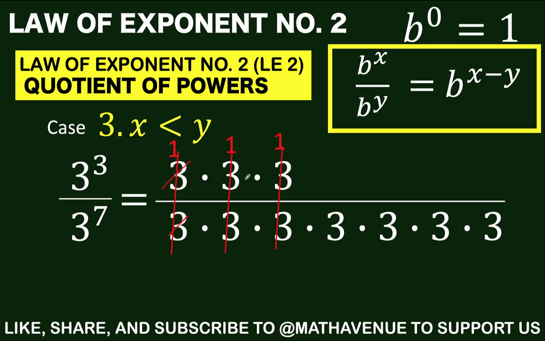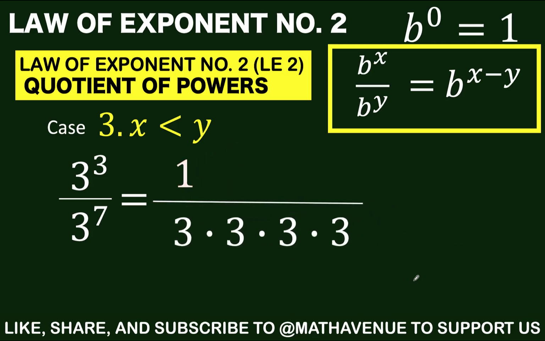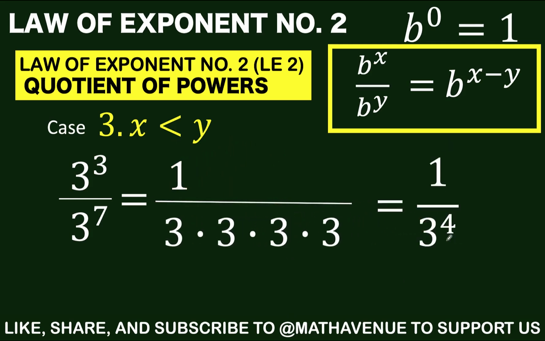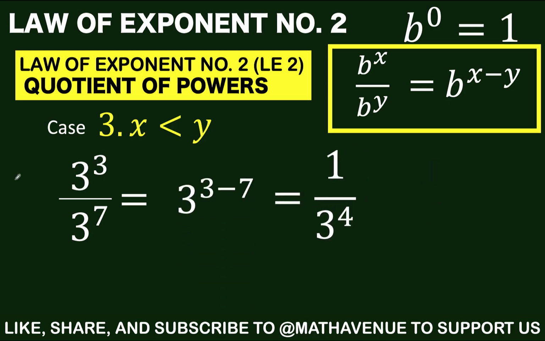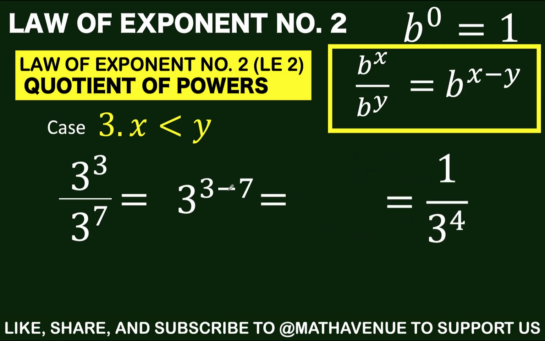And in this particular case, there are 3 pair of factors that we can cancel out. So 1 times 1 times 1, what's left in the numerator would be 1, and in the denominator, we have 3 raised to the 4th. Therefore, this is now written this way, 1 over 3 to the 4th. But again, if you are going to follow this formula, then this can be written as 3 raised to the exponent in the numerator minus the exponent in the denominator. And 3 minus 7 is equal to negative 4. So this becomes the base raised to negative 4.